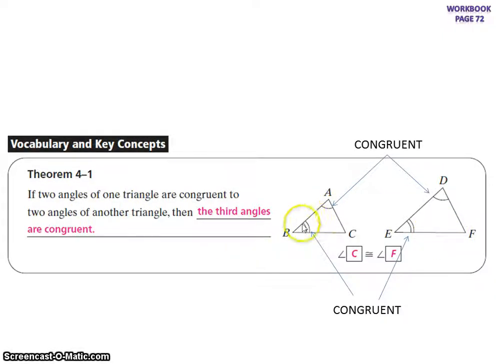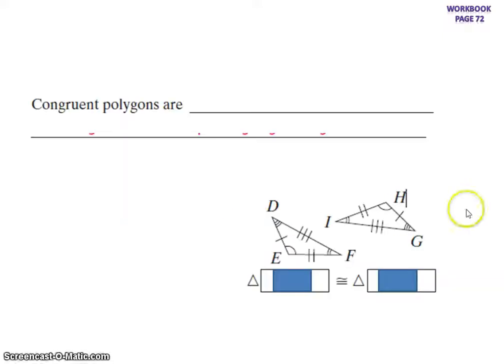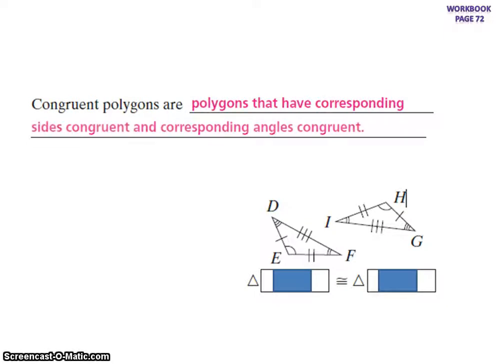The theorem states that if you know two of the angles are congruent to two of the angles in the other triangle, then you know by this theorem that the third angles are congruent to each other. That's what Theorem 4-1 is all about, and in particular, this theorem tells us some things about what we're trying to do. So congruent polygons now is the second part of this. Congruent polygons are polygons that have corresponding sides that are congruent and corresponding angles that are congruent.